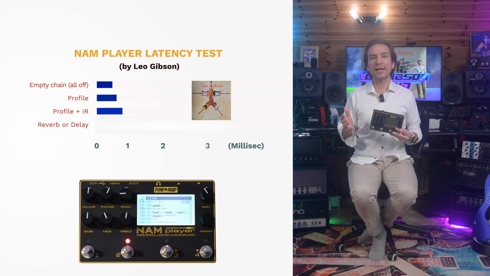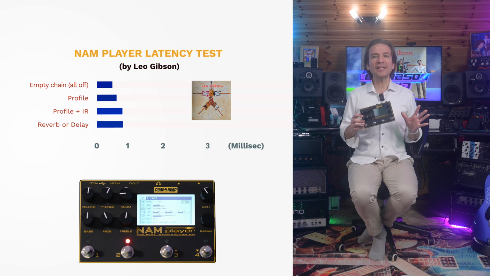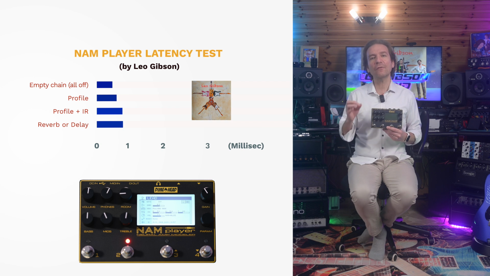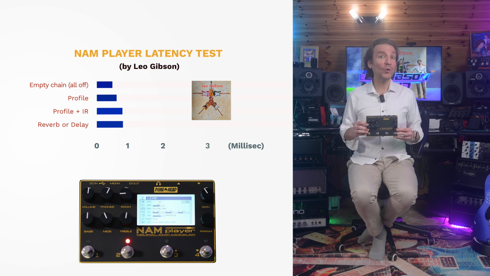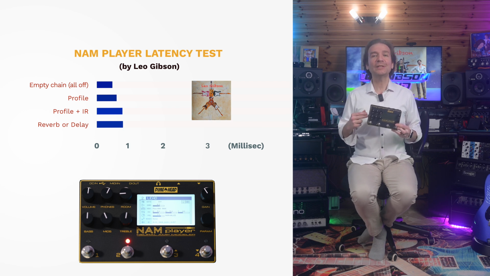If we activate an IR, keeping the NAM profile activated, the latency is around 0.8 milliseconds. On the other hand, if we activate the convolution reverb or the delay, the latency does not change, but stays at around 0.8 milliseconds. I mean, delay and reverb do not impact latency, which is pretty good news considering that convolution reverbs are typically very DSP intensive.